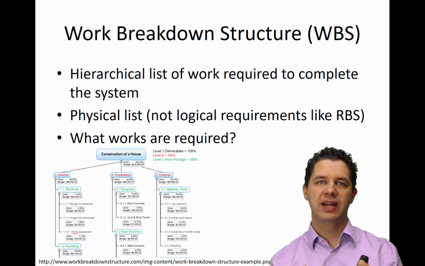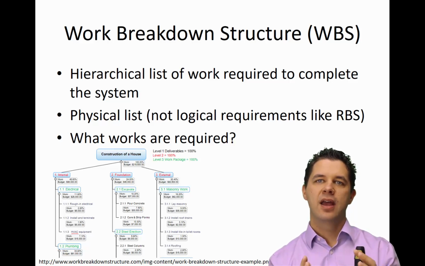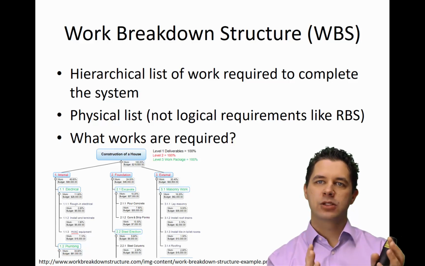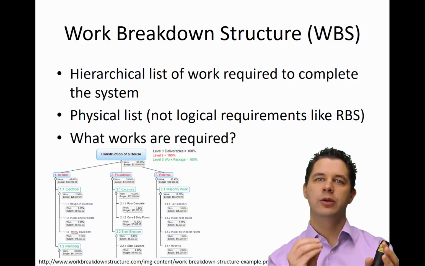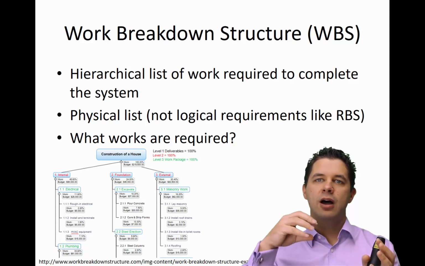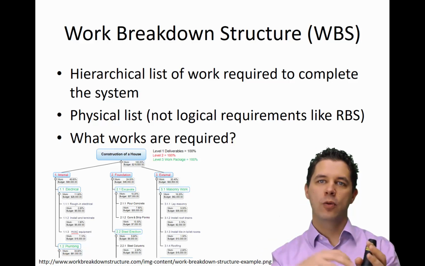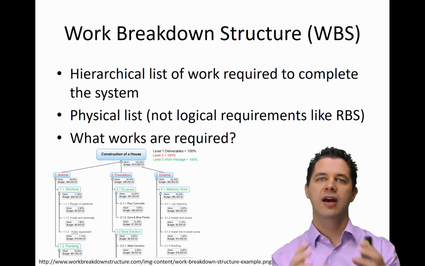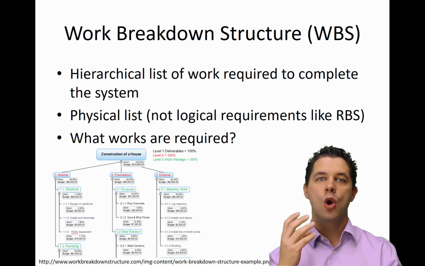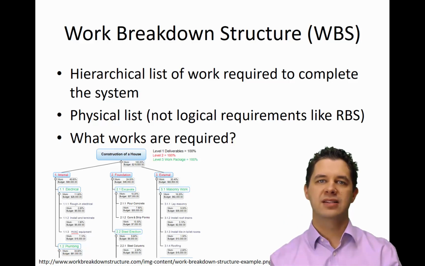Well, then we have our work breakdown structure, a WBS. And previously we had our RBS, requirements breakdown structure. That was a hierarchical list of logical things that need to be performed, logical requirements. Here it's a hierarchical list of physical work, a physical list, not a logical list like our requirements breakdown structure. So what work is actually required to build our system?